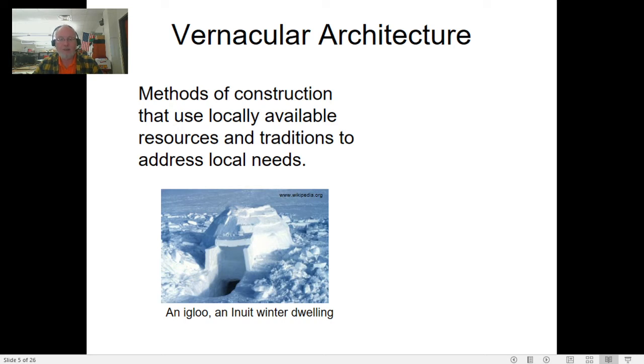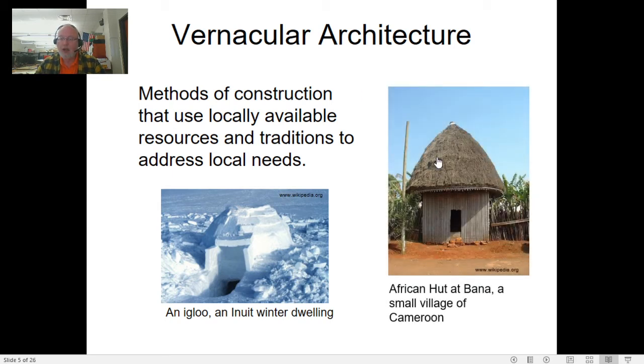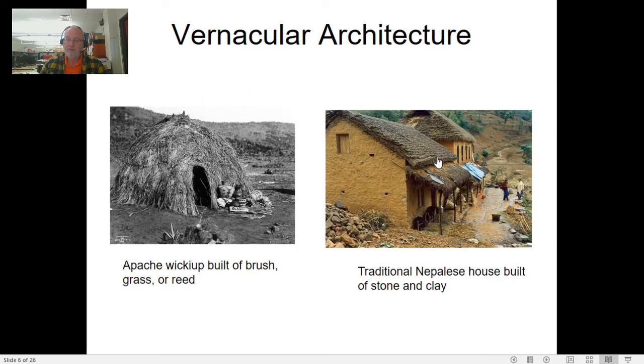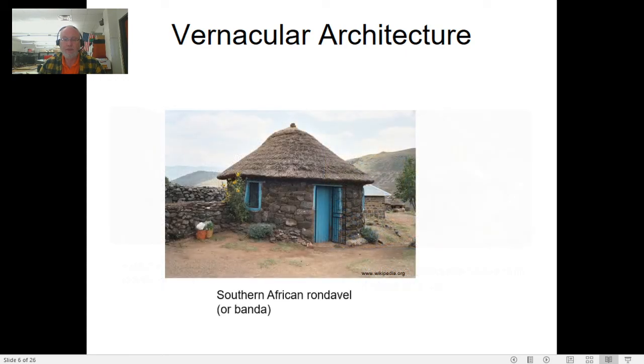Vernacular architecture is a method of construction that uses locally available resources and traditions to address local needs. For instance, this igloo: lots of snow and ice, so they use that. Here's a hut in Africa. An Apache wickiup made out of brush. This house on the right is a Nepalese house built out of stone and clay. And then here's a house in South Africa that's called a rondavel.